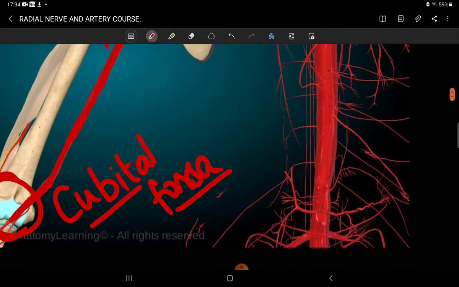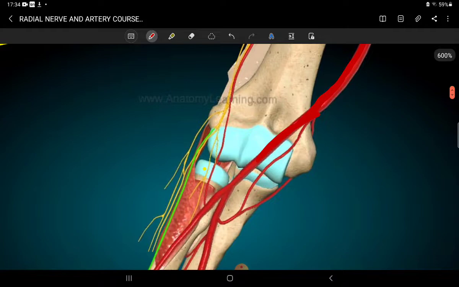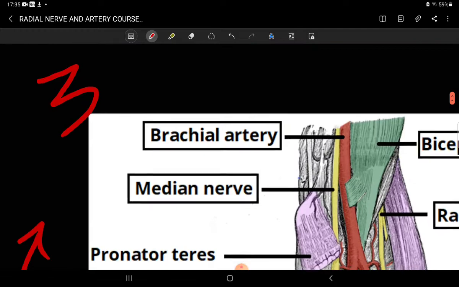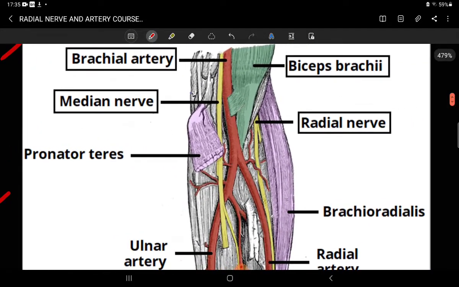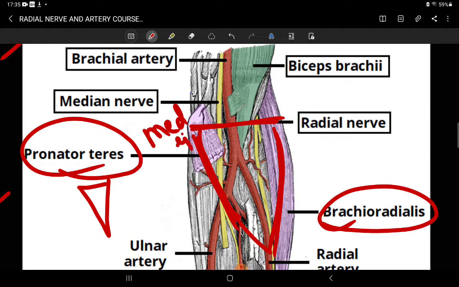In order to explain this, I will show you a near zoomed picture. As you can see here, it lies in the cubital fossa. So what is a cubital fossa? The cubital fossa is an important landmark of the forearm. It is a triangular structure formed medially by the pronator teres, laterally by the brachioradialis, and superiorly by an imaginary line between the medial and lateral epicondyles of the humerus. This triangle is called the cubital fossa.